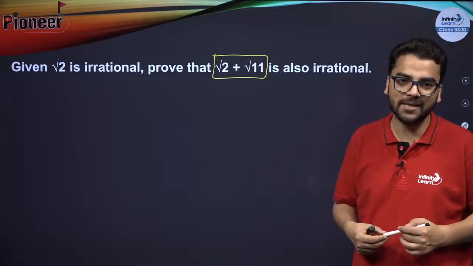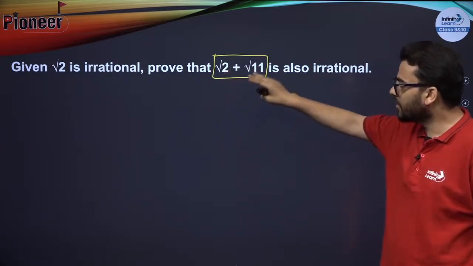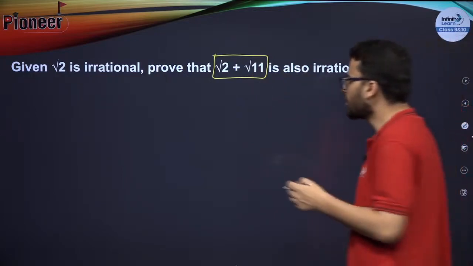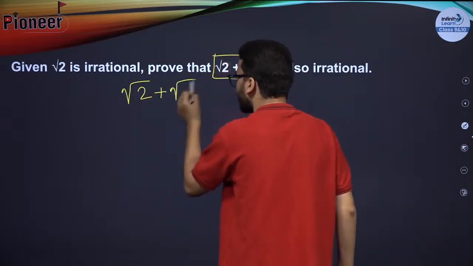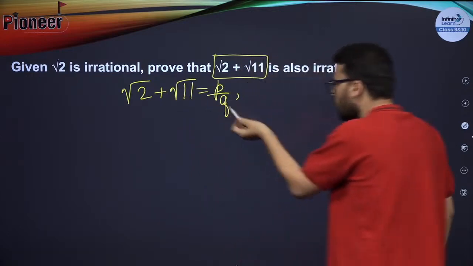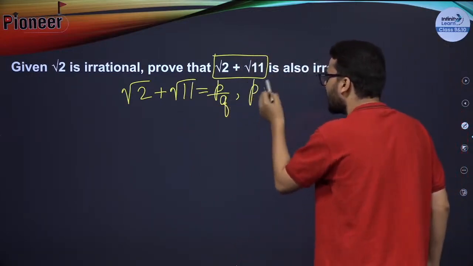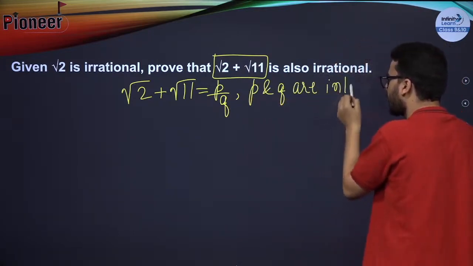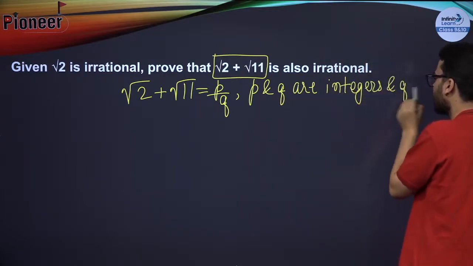If you go into limits and all that, right? So it is given that root 2 is an irrational number. We have to prove that root 2 plus root 11 is also an irrational number, right? So what will you do? Again over here we have to do it by proof by contradiction. So take it to be a rational number where P and Q are integers. Over here it is not compulsory to assume them to be co-primes, where P and Q are integers and Q is not equal to 0.